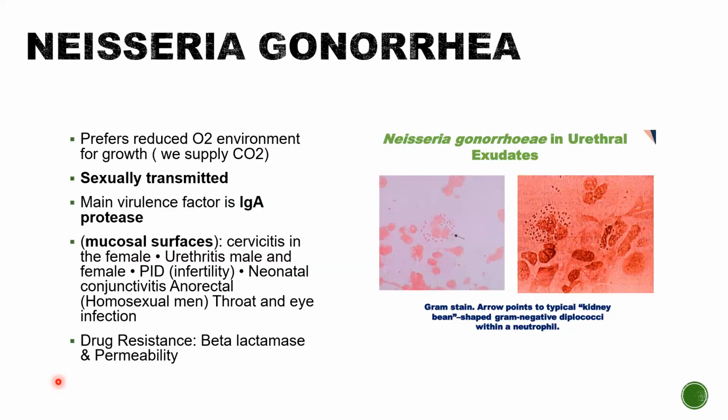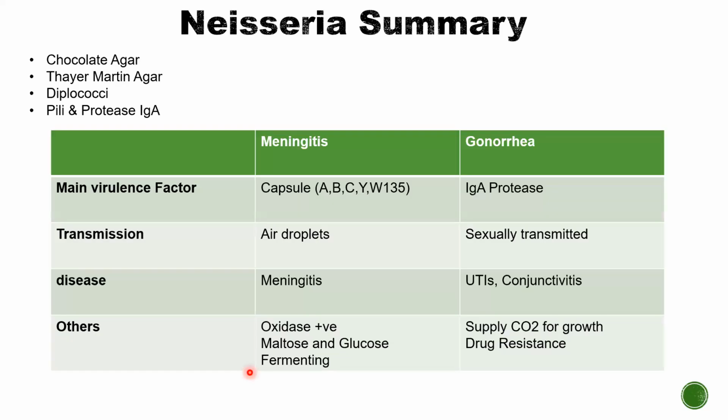This was emphasized in your slides, I think. It had its own part. So just remember, beta-lactamase and permeability are the two main methods it uses to develop drug resistance. Now, this is the main summary, and these are the main general features of Neisseria in general.